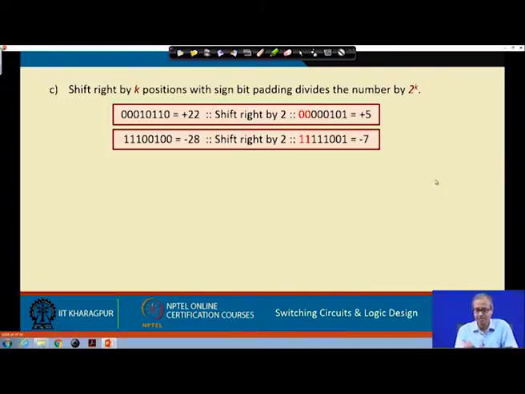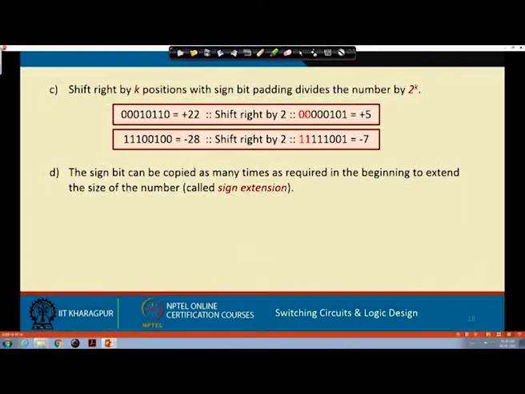But only one thing, if the number is negative and when you shift right, you shift the sign bit, do not shift zeros, you pad it with the sign bit. Because the number was negative, let the number remain negative. So, it was minus 28, shift by 2, this number becomes minus 7, this you can check. So, again we are dividing by 4. So, shift right means division, shift left means multiplication by some power of 2.